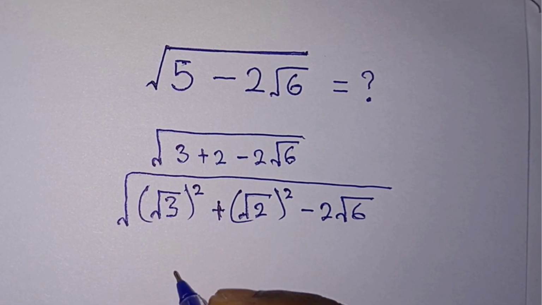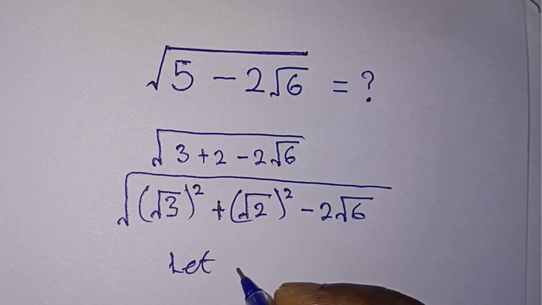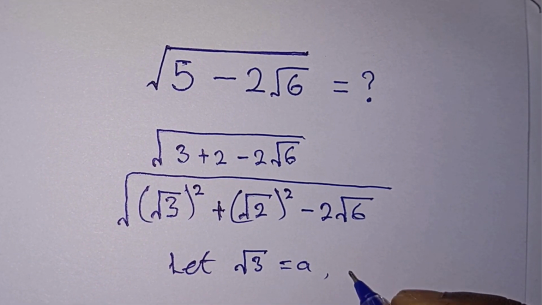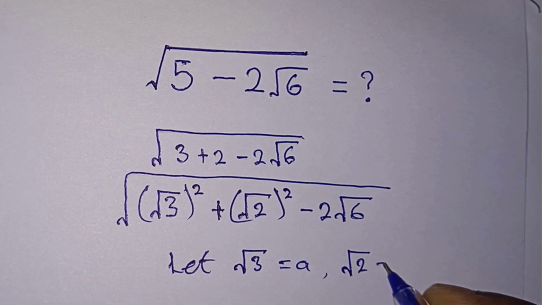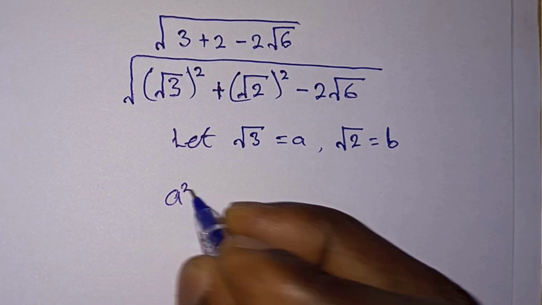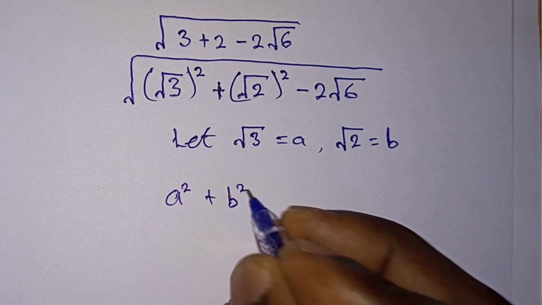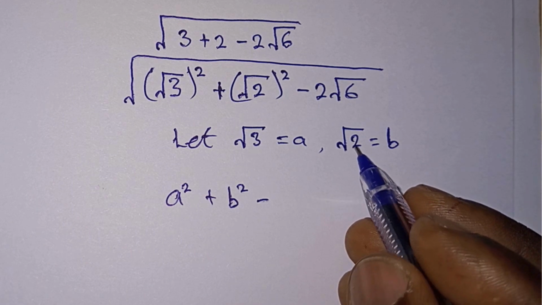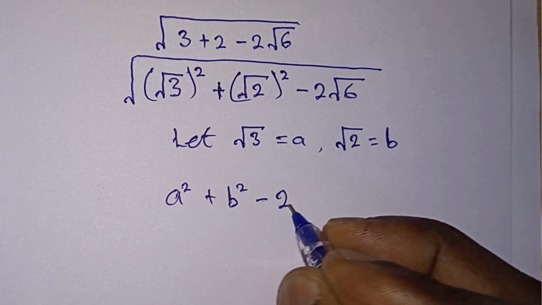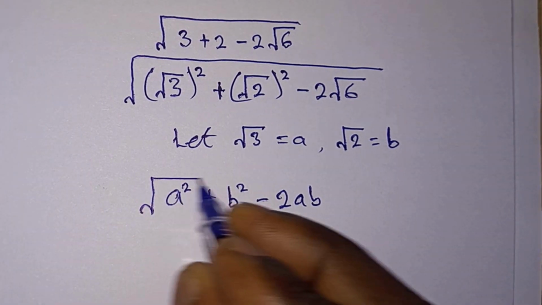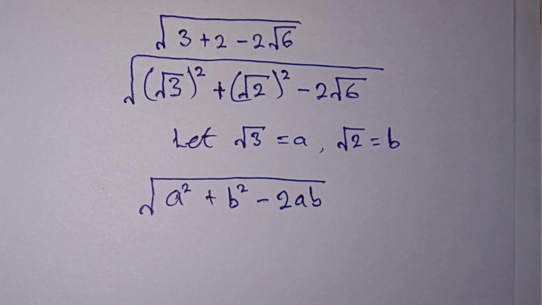Then from here we will let square root of 3 equal to a and square root of 2 equal to b. So we would have a squared plus b squared minus square root of 3 times square root of 2, which will be square root of 6. So we will have 2 times ab. Then we have our square root over here nicely.